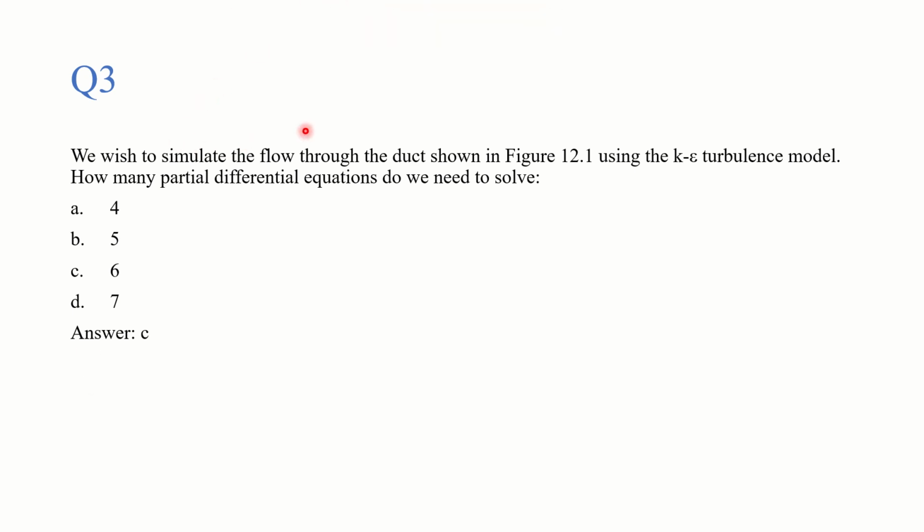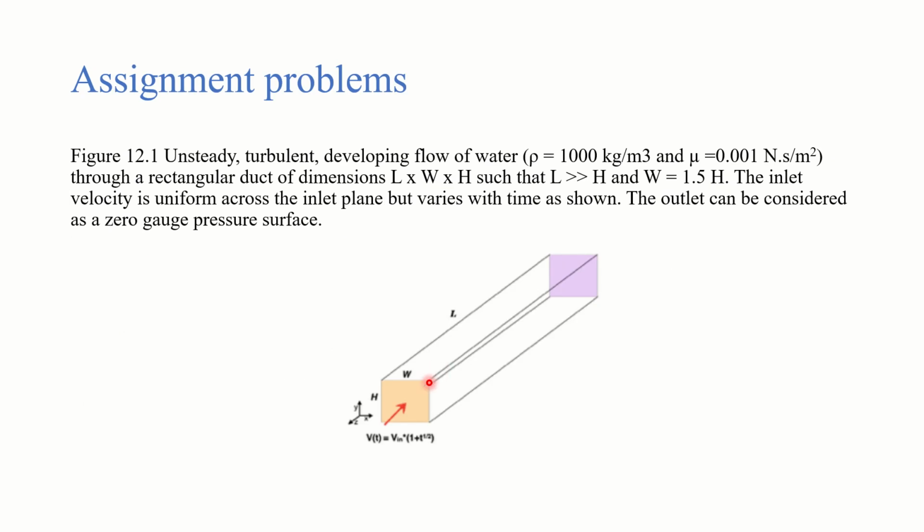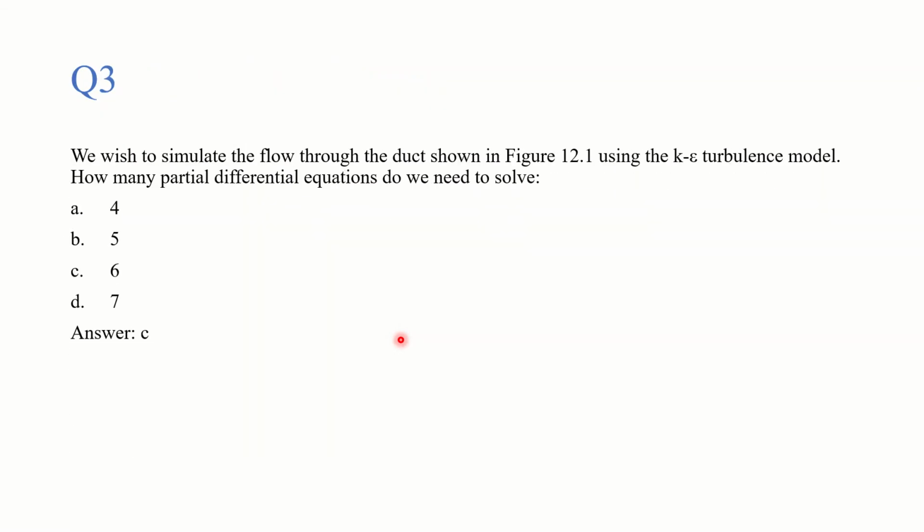We wish to simulate the flow through the duct shown in figure 12.1 using the K epsilon turbulence model. How many partial differential equations do we need to solve? So basically we saw figure 12.1, that is this figure. This is a three-dimensional figure and we need to solve for the x, y and z directions. So we have three momentum conservation equations, one mass conservation equation, the continuity equation, and since we are using the K epsilon turbulence model, we have 1 plus 3 plus 2.